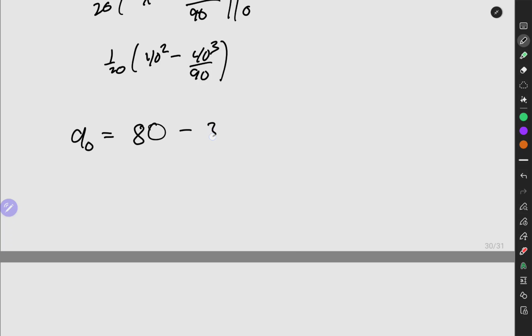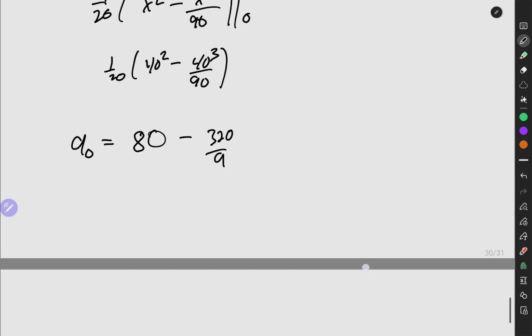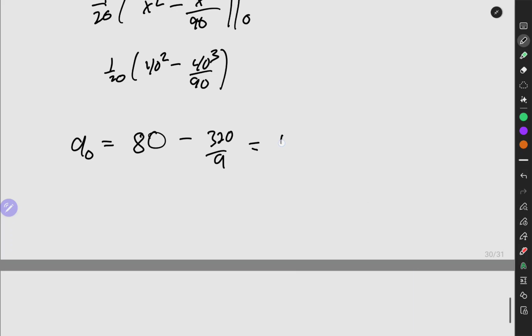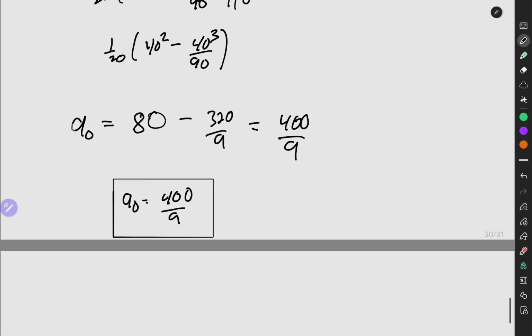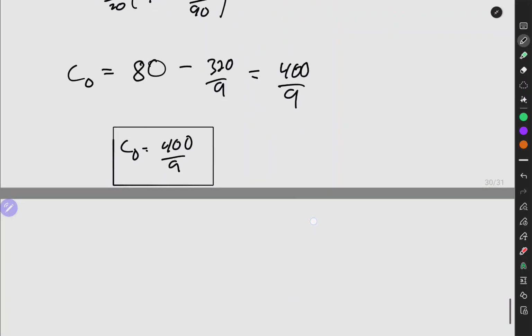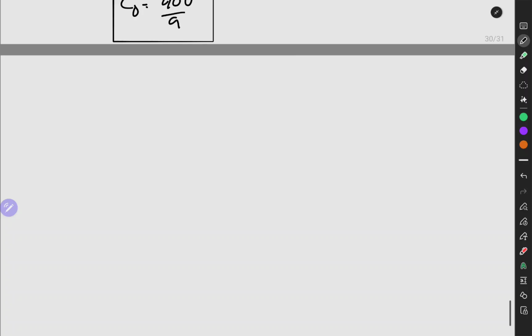Okay, 320 over 9. Which is, we do 80 minus 320 over 9. That is 400 over 9. So that's our A naught. Not the nicest number. I'm sorry, C naught. I'm so used to my Fourier series notation. It's the same thing.